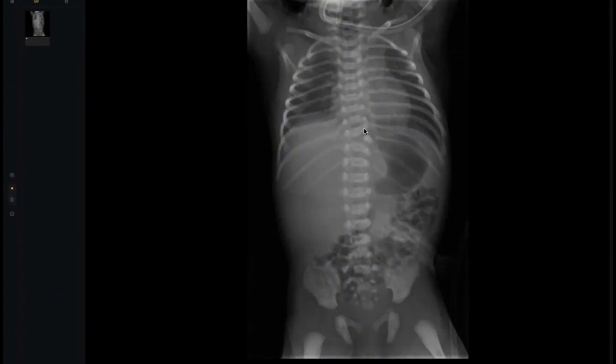Thank you, doctor, so much. Doctor, what do you think is the type of this fistula? Could this be esophageal atresia? This appears to be esophageal atresia, but there is also gas noted here, so there is a tracheoesophageal fistula.